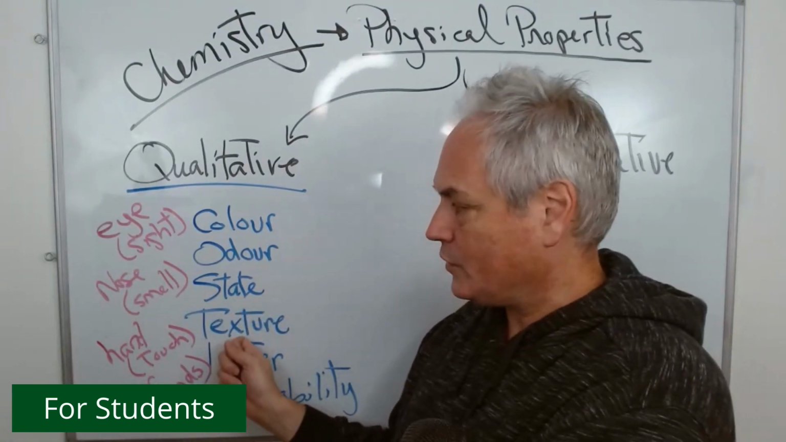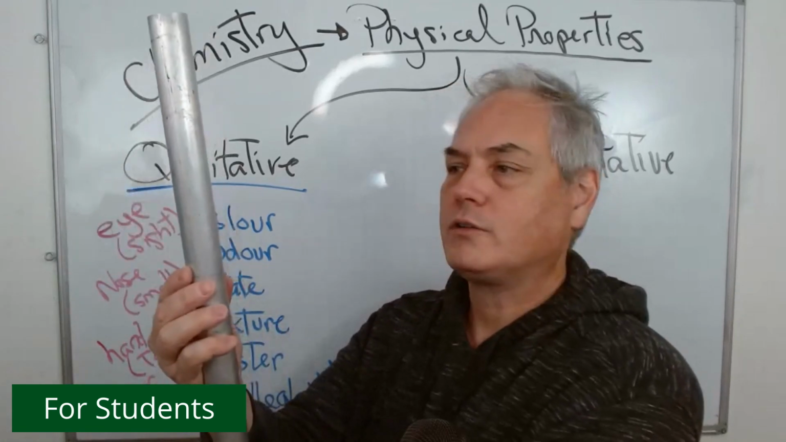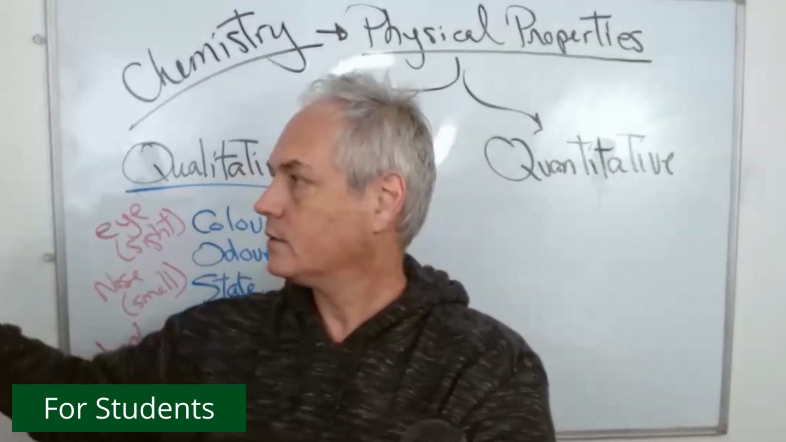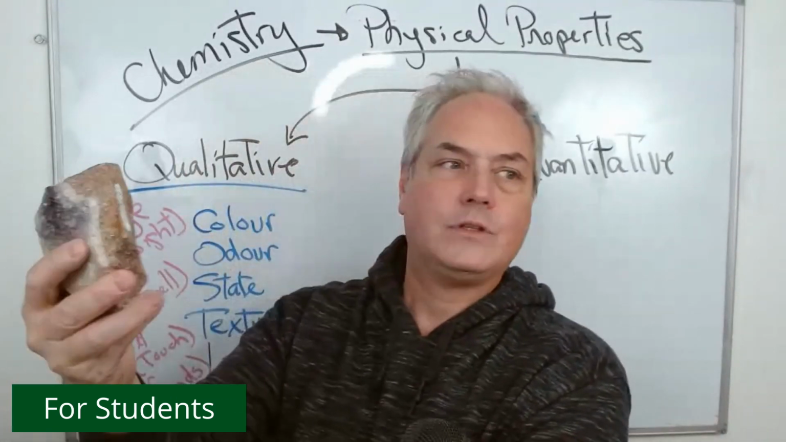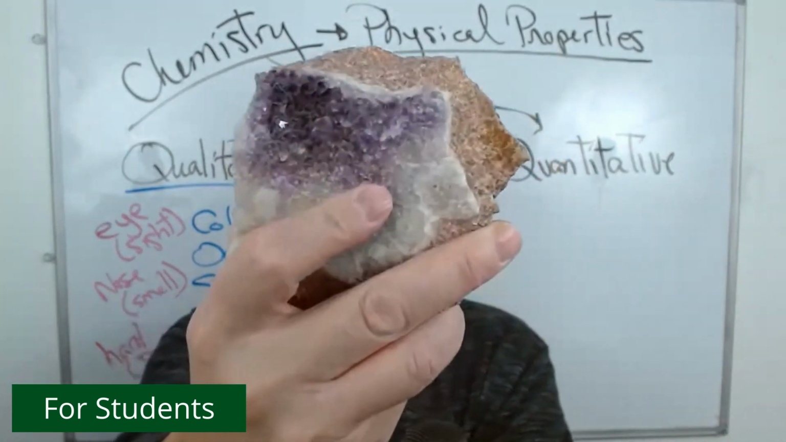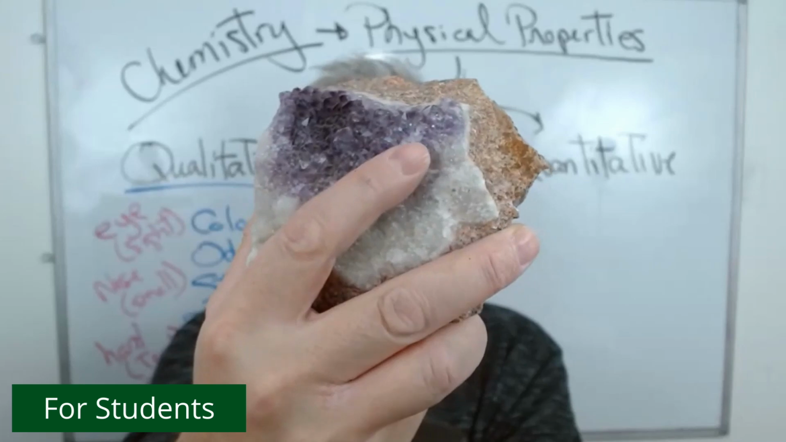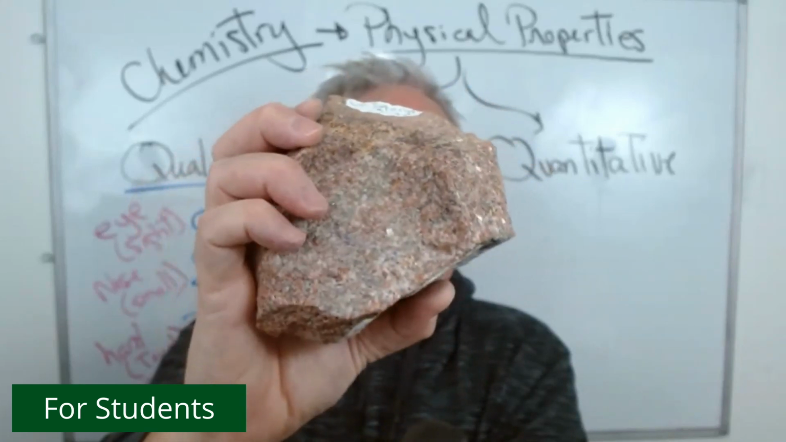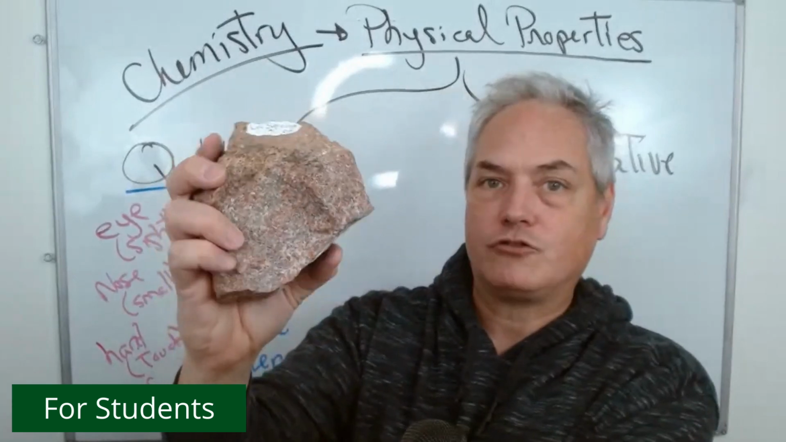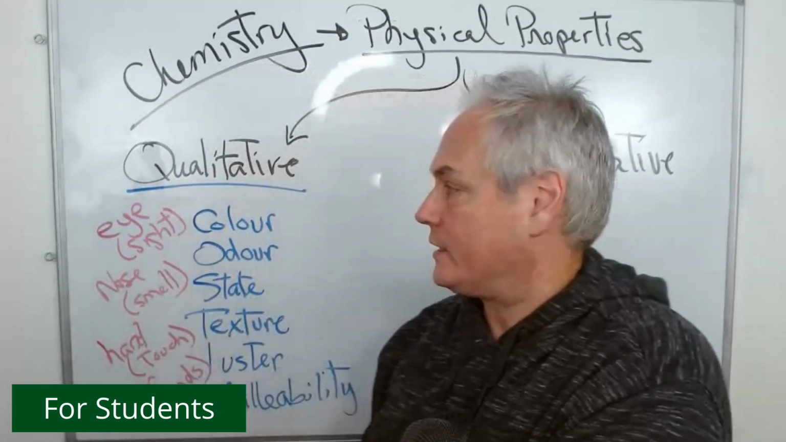We can also notice texture. For example, with your finger, if you take this rod right here, it is very smooth. I have a good example here. If you take this sample here, I have amethyst on this side, so it is a rough texture. And on the other side, you have a granite, which is also a rough texture. So smooth and rough is something that we can notice.